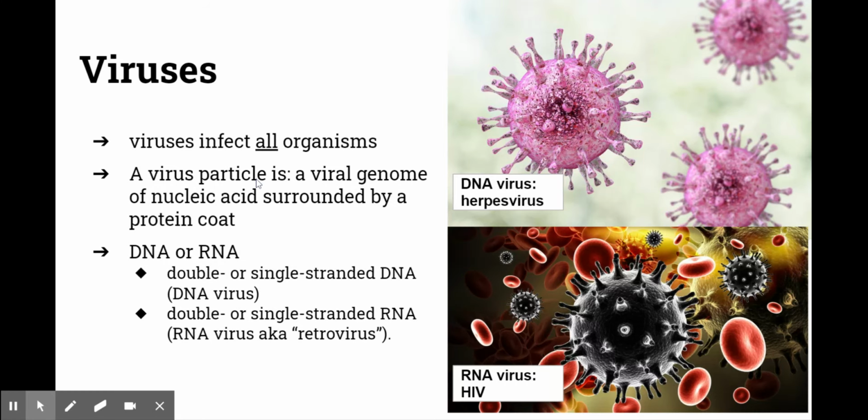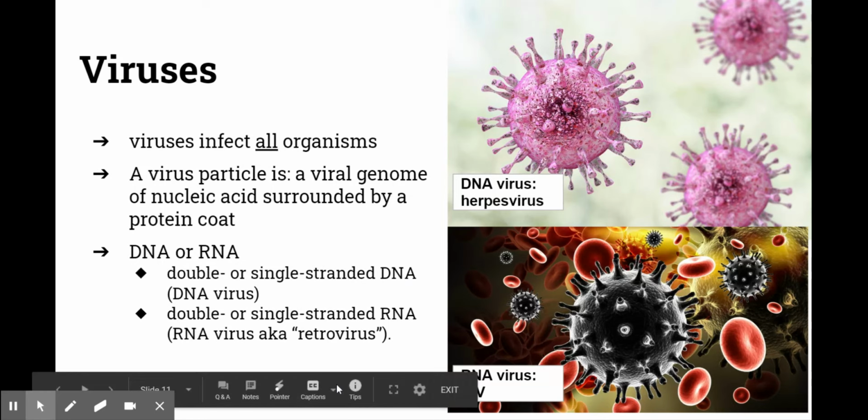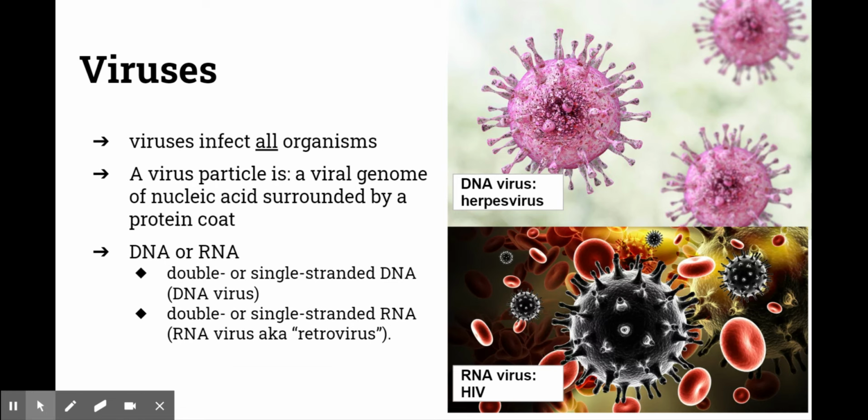We can talk about viruses in one of two ways. There are DNA viruses, double or single stranded DNA, and there are RNA viruses. RNA viruses, you'll sometimes see the word retrovirus. Herpes virus is an example of DNA, and HIV is an example of an RNA virus. So we're not going to get too much into that right now, but it's just another way of further classifying the infectious diseases that we're talking about.